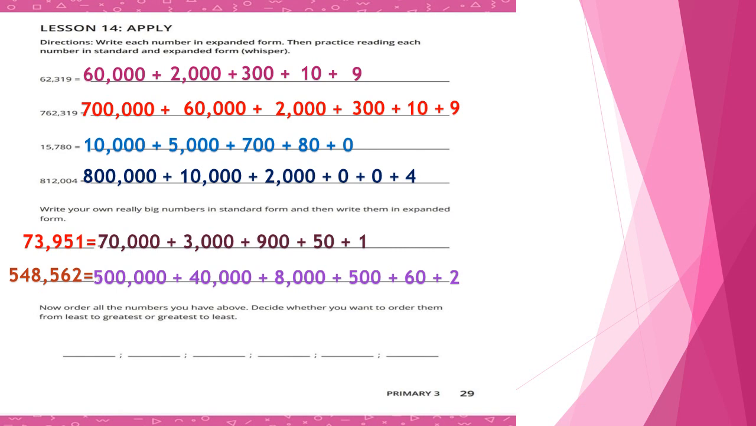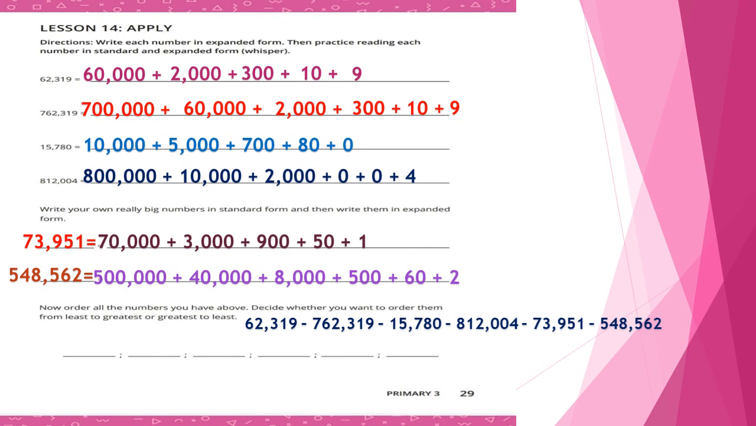Now order all the numbers you have above. Decide whether you want to order them from least to greatest or greatest to least. The numbers above here, and I will order them from greatest to least. It means descending order. Then first, to order these numbers, we count the digits. We have here 5 digits, 6 digits, 5 digits, 6 digits, 5 digits, 6 digits.